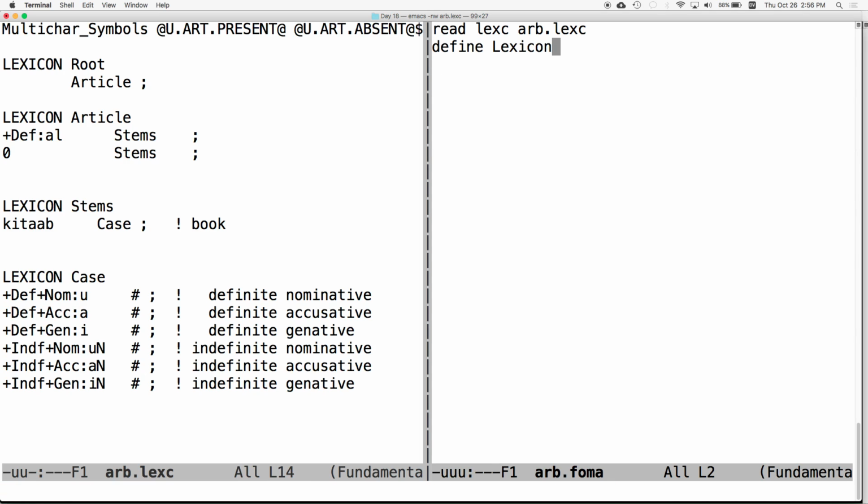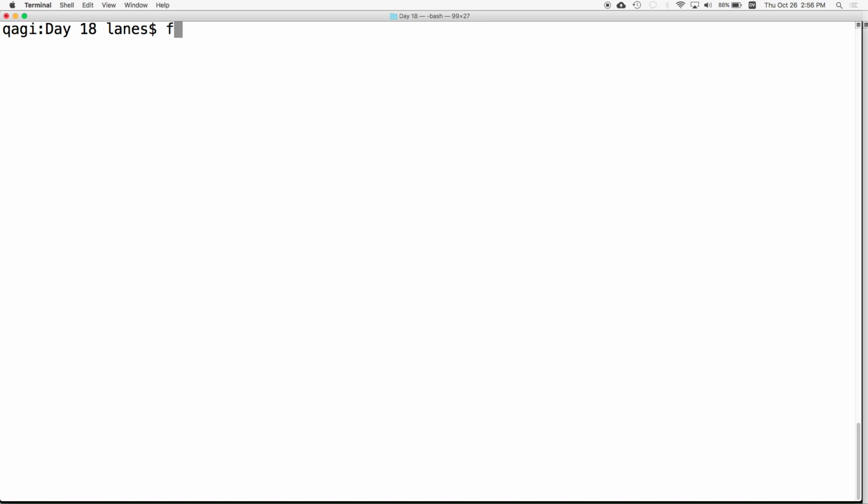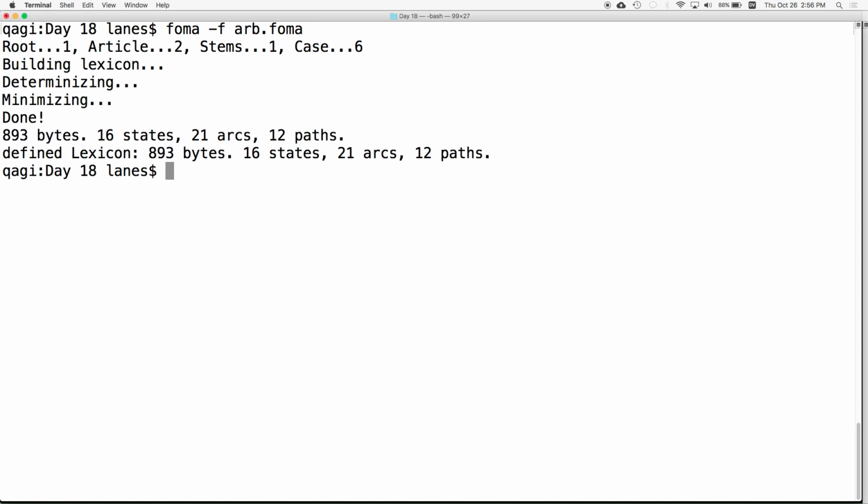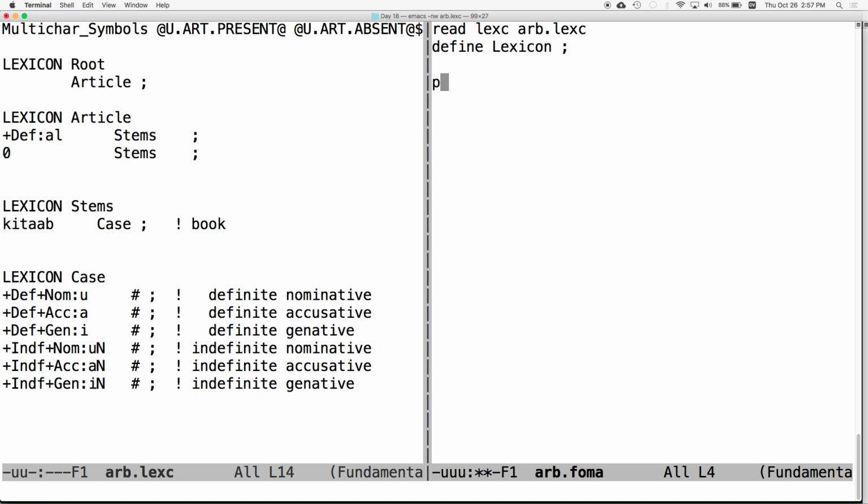All right, so let's try that. foma -f arb.foma. Looks good. Got some states. And we could even push lexicon and then view it.